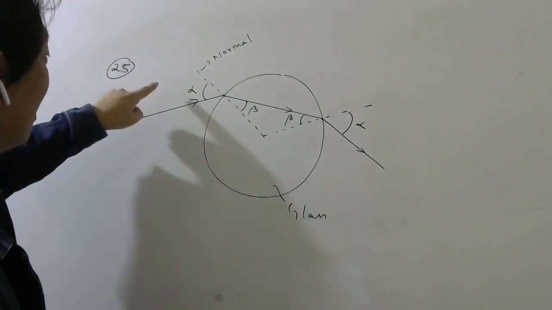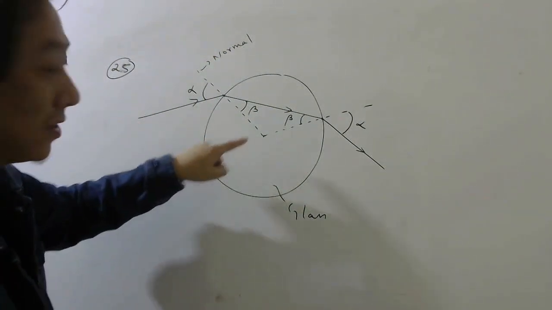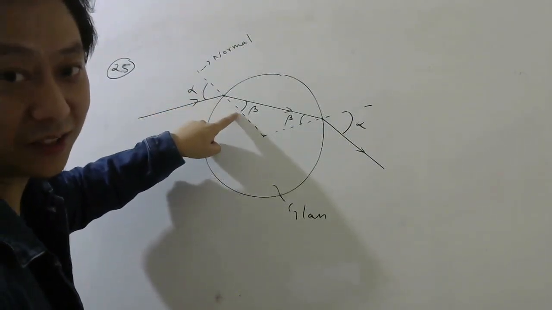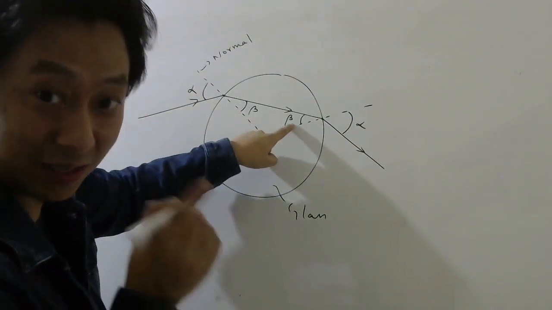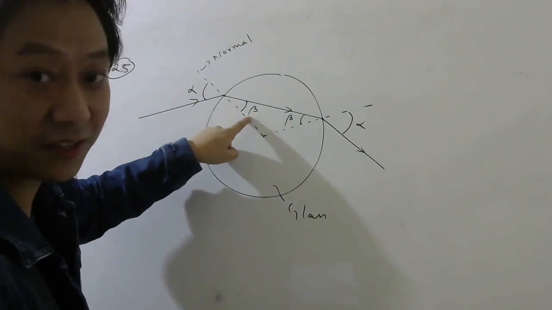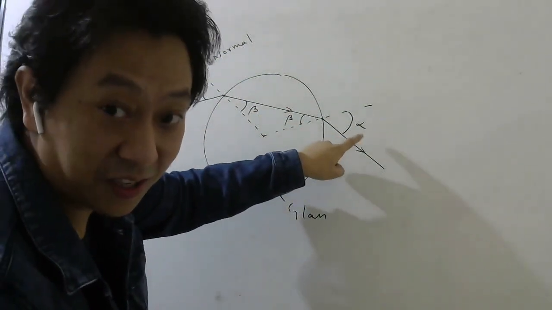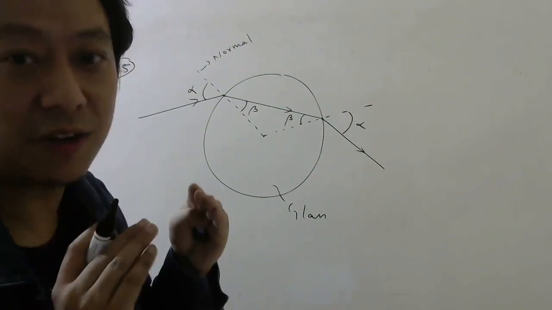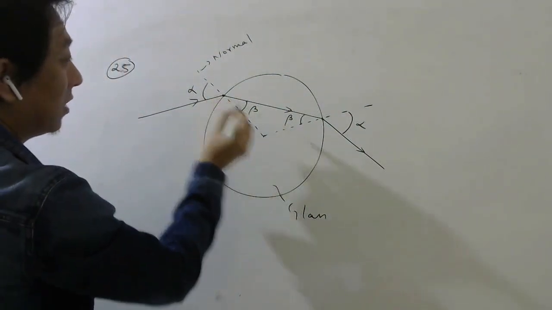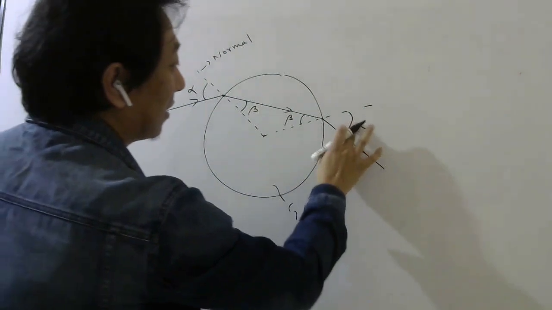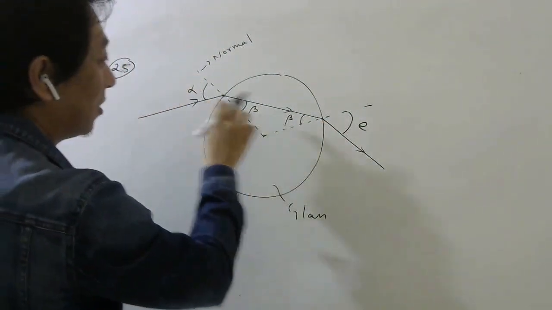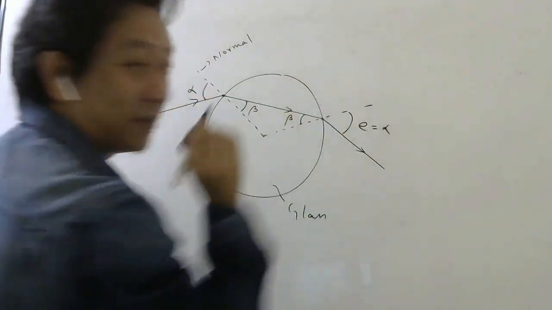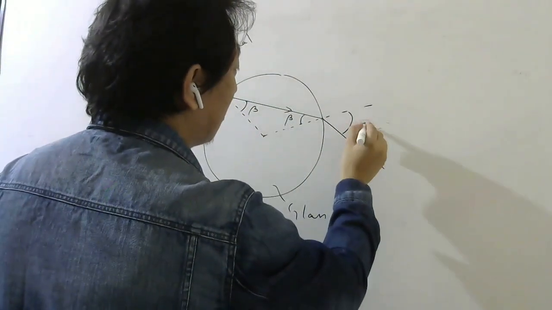Why? See, air, glass, glass, air. Here your angle of incidence becomes the angle of refraction, so your angle of refraction here will be the angle of incidence here directly. Otherwise, if you want to waste your time, apply Snell's law here, apply Snell's law here, write E here, and you will find E is nothing but alpha. So let me just write alpha quickly.